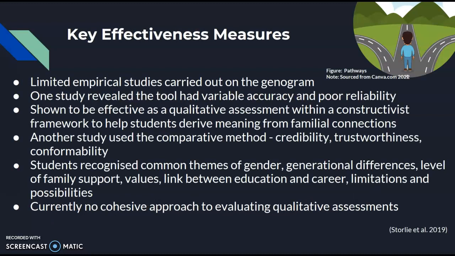There have been limited empirical studies carried out on the genogram. Variable accuracy, poor reliability, and validity has been found among doctoral students recording genograms. In spite of these findings, when genograms have been used as a qualitative assessment within a constructivist framework, they have assisted students to derive meaning from their familial connections. There is no cohesive approach to evaluating qualitative assessments such as the genogram. In a study conducted with college students, researchers used the constant comparative method, ensuring credibility, trustworthiness, and confirmability. They discovered participants recognize a number of common themes.